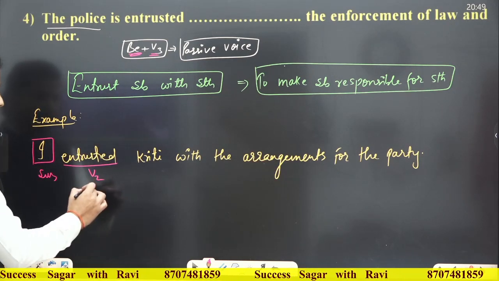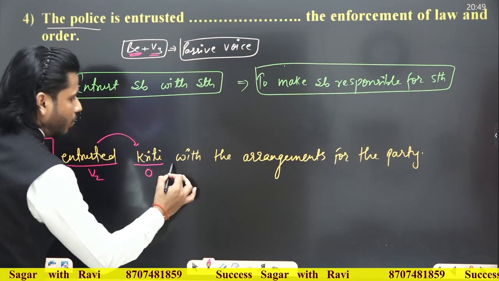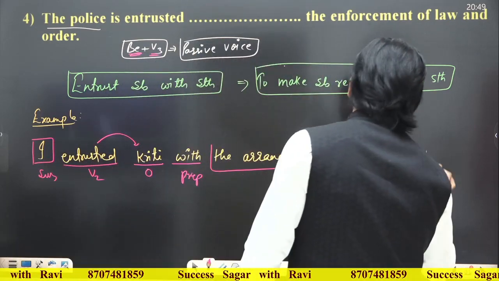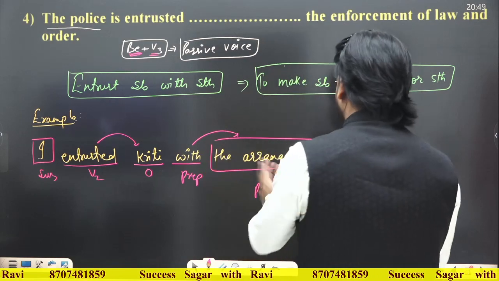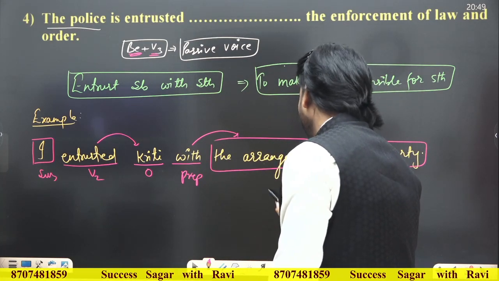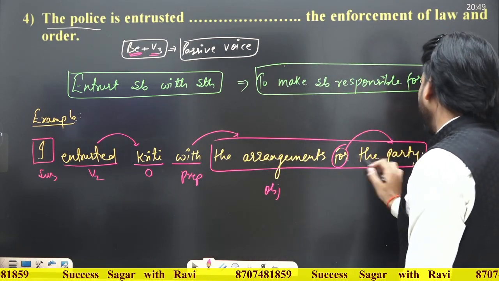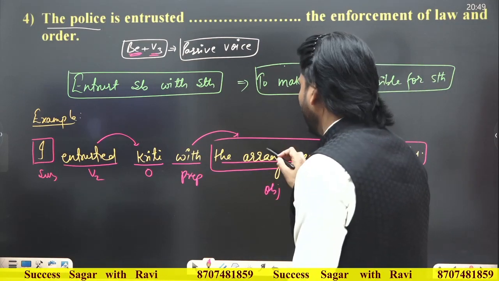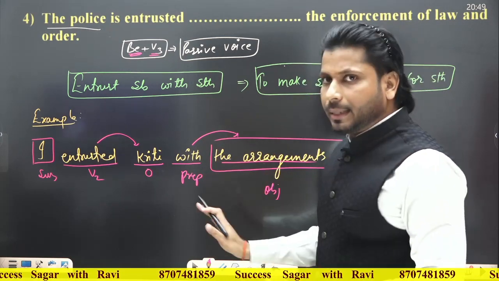In the given sentence, entrust is the verb, Kriti is the object of the given verb. What about this one? This is the preposition and this will be the object of the given preposition. I'm considering this whole part of the sentence the object of the given preposition. This for is the preposition and the object of this particular preposition is party, and this noun, arrangements, becomes the object for the given preposition with. So this is the sentence written in active voice.